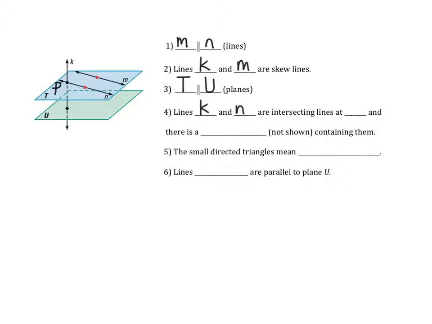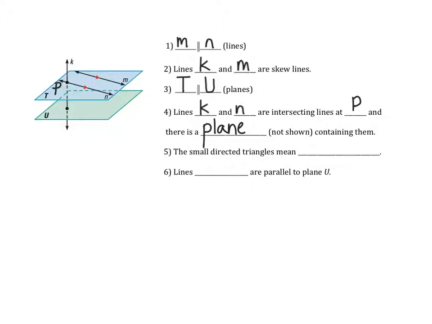So lines K and N are intersecting lines at P, and there is a blank not shown containing them. So what we're referring to here is on a line, we have at least 2 points. So there's at least 2 points here on line K and at least 2 points here on line N. So therefore, we would have 3 non-collinear points, which would determine a plane. But again, that plane is not shown.